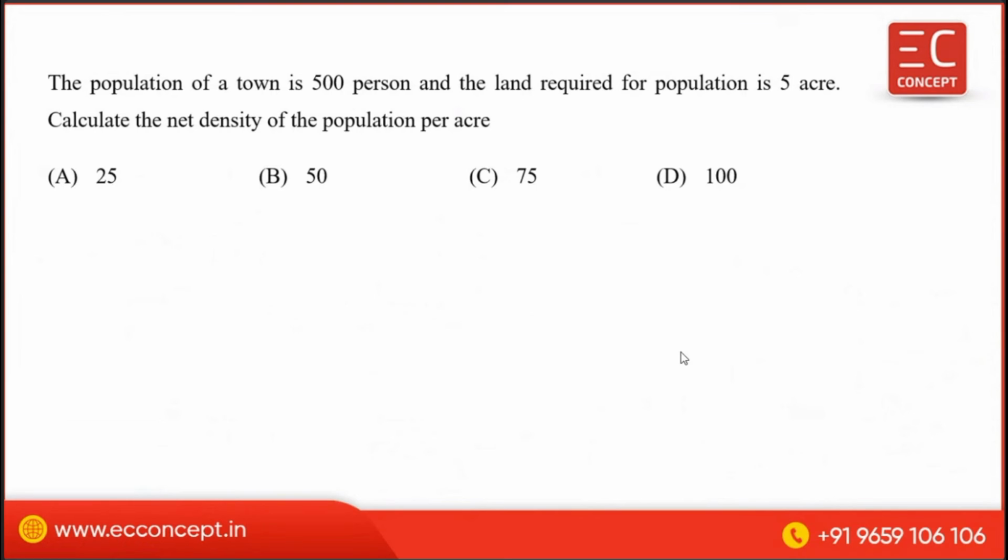The population of a town is 500. The land required for the population is 5 acres. What is the density of population? Density is nothing but the quantum of population per unit area. So the net population density is the population divided by the area, 100 per acre.